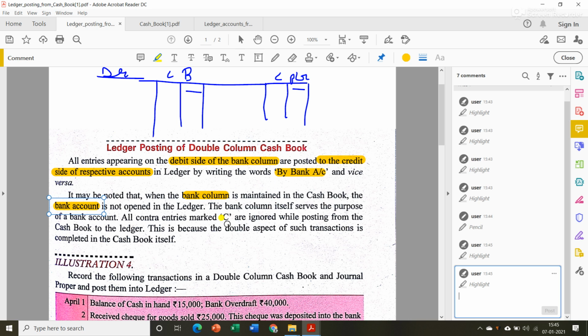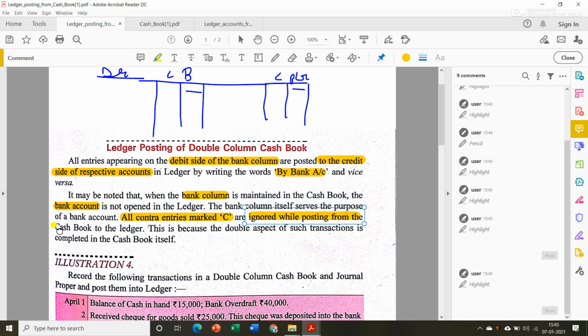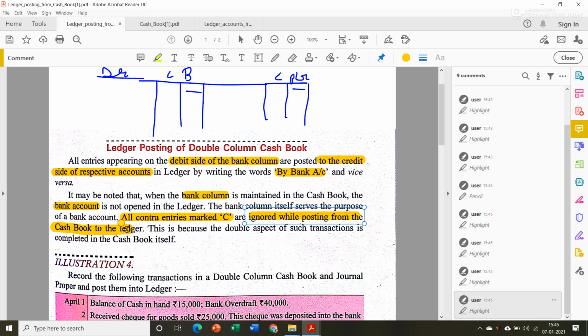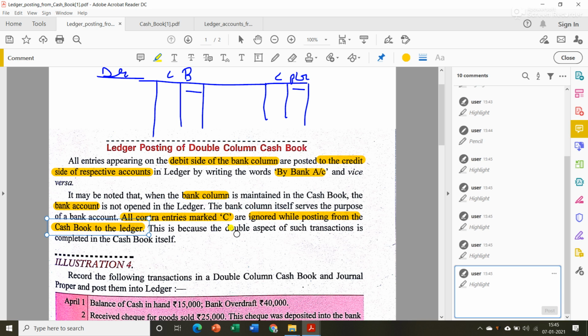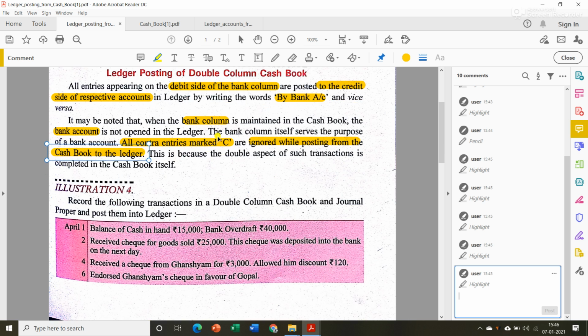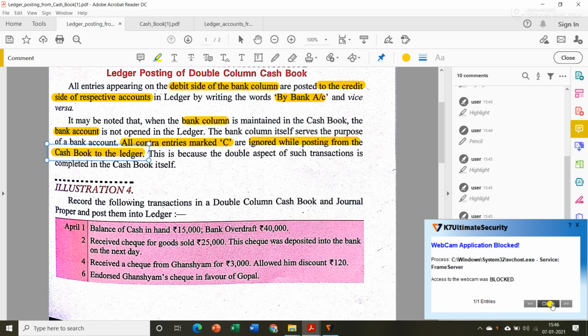Another important point is that all contra entries that are marked C are ignored while posting from the cash book to the ledger. That means for all contra entries we have to do nothing in the ledger. We simply ignore those contra entries, because under the dual aspect we record contra entries on both sides, debit as well as credit. So both aspects of that transaction have been completed in the cash book itself, and we don't need to prepare any extra ledger account for contra entries. These were some important points you have to understand before doing any ledger from cash book.